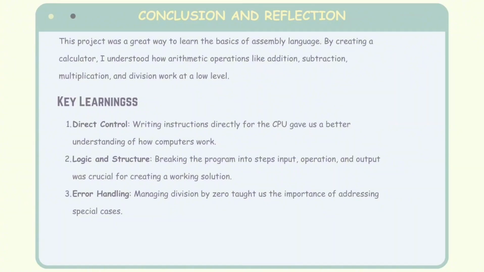Direct control. Writing instructions directly for the CPU gives us a better understanding of how computers work. Secondly, logic and structure. Breaking the program into steps, input, operation, and output, was crucial for creating a working solution. And lastly, error handling. Managing a division by 0 taught us the importance of addressing special cases.